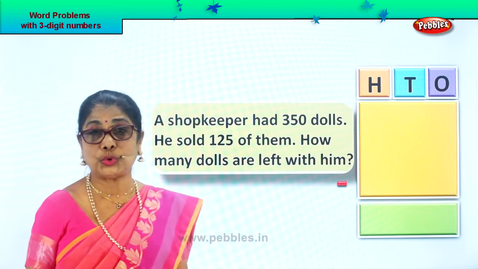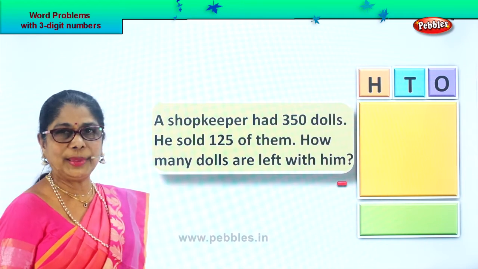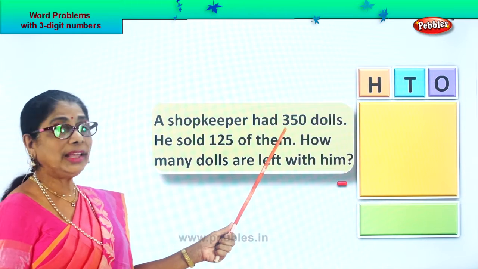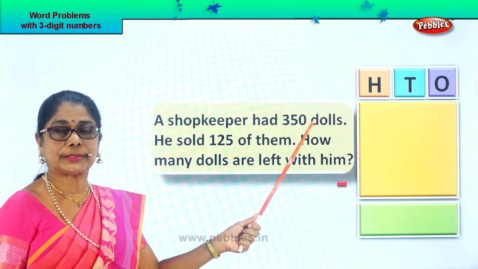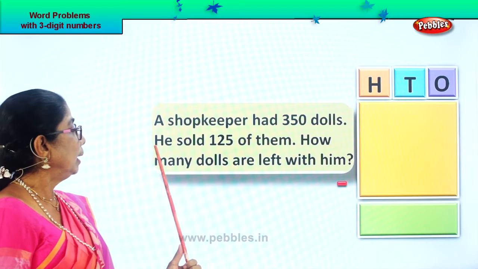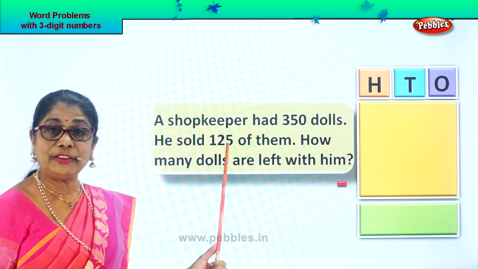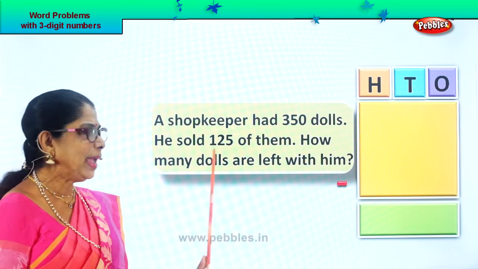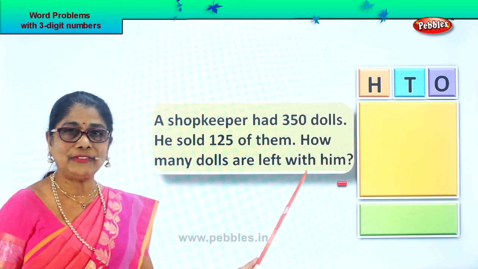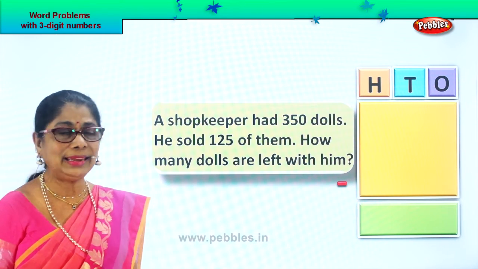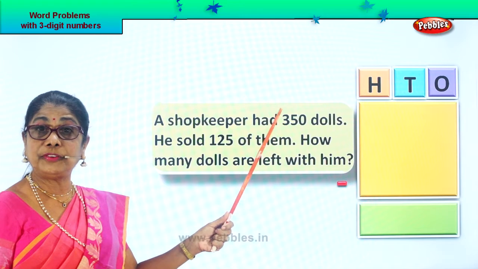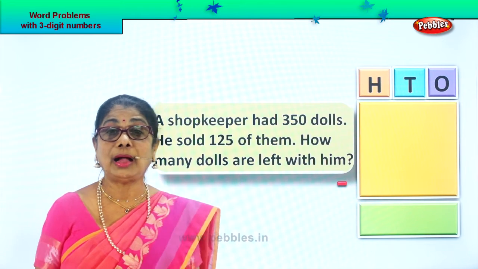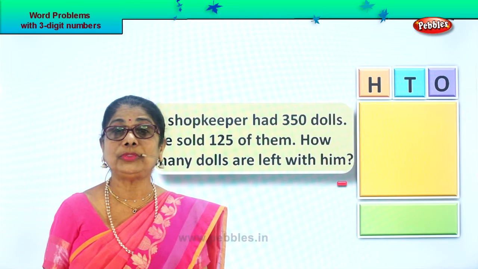Look at the first one. Read with me. A shopkeeper had 350 dolls. He sold 125 of them. The question is, how many dolls are left with him? The shopkeeper had 350 dolls and he sold 125. How many are left with him? That is the question to be found out.